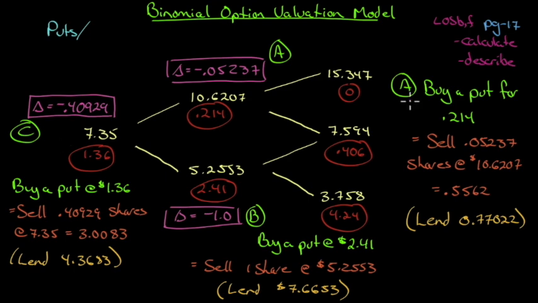So let's say A. Let's say that we buy a put for 0.214. So we buy a put. The payoff on this position is identical to selling 0.05237 shares at 10.6207 for 0.5562 and lending 0.77022. Now you may think, hang on a second, that's where I lose it. What do you mean lending that?